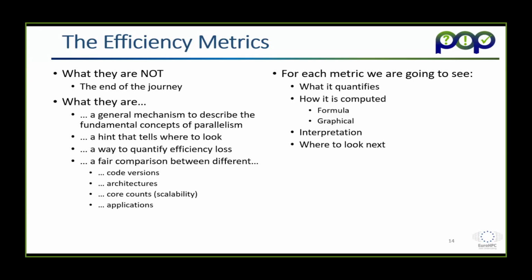Let's see. And now I'm going to explain each one of the metrics. And for each one of the metrics, what I'm going to explain is what it quantifies, how it's computed, and what it means when I see a low value in that metric, which are the next steps that I need to follow to understand what is producing that low value in the metric. So remember, the low value in the metric is not the end, it's just what is telling us where to look. So we need to keep looking in the detailed analysis.